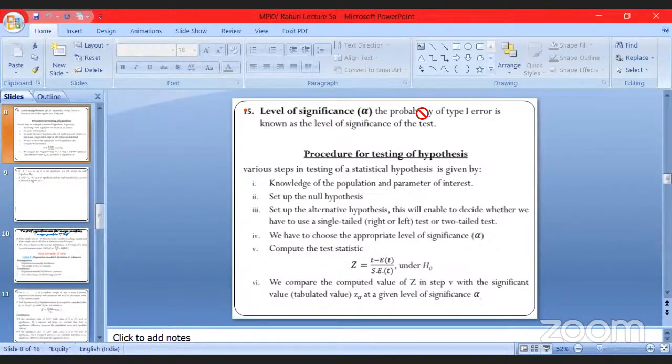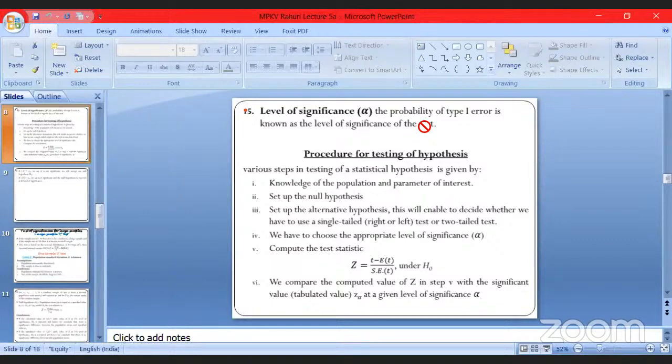It's visible. Okay, fine. So level of significance is type 1 error. The probability of type 1 error is the level of significance, which is given by alpha. And what is beta? Beta is the probability of type 2 error. Type 1 error probability is alpha. Type 2 error probability is beta. And 1 minus beta is called power of test.